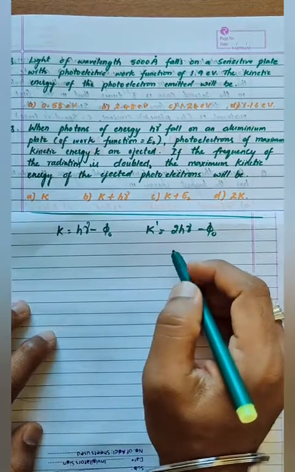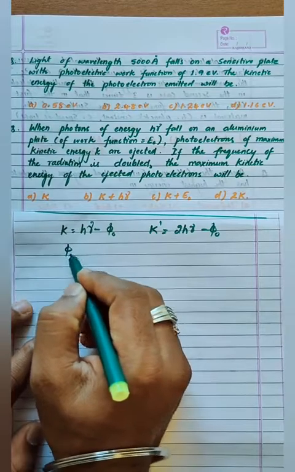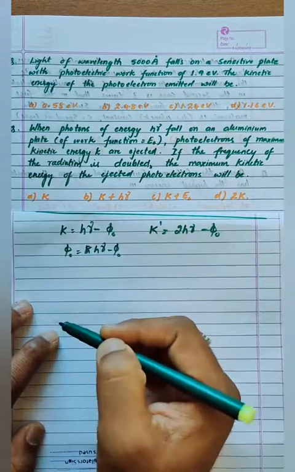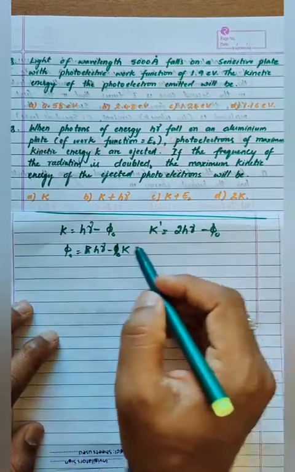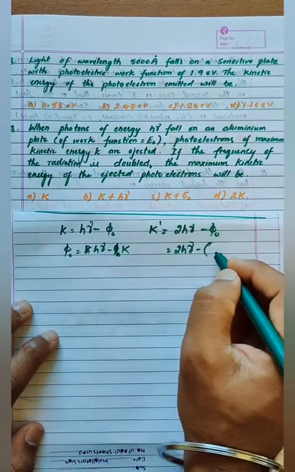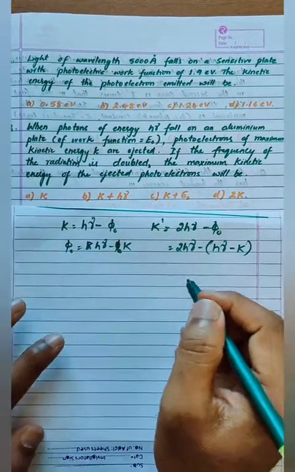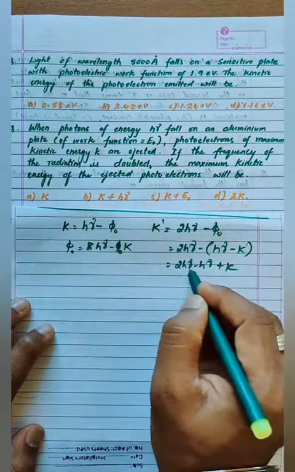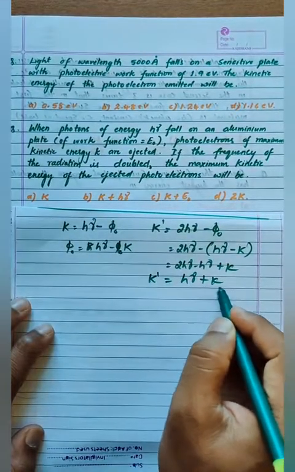Now here I will do simplification. This implies phi naught is equal to h nu minus K, because I am sending K to the other side. So I can substitute phi naught here. This is 2h nu minus, in place of phi naught I can write h nu minus K. So I can write 2h nu minus h nu plus K. 2h nu minus h nu is h nu, plus K. So K dash is equal to h nu plus K, correct?